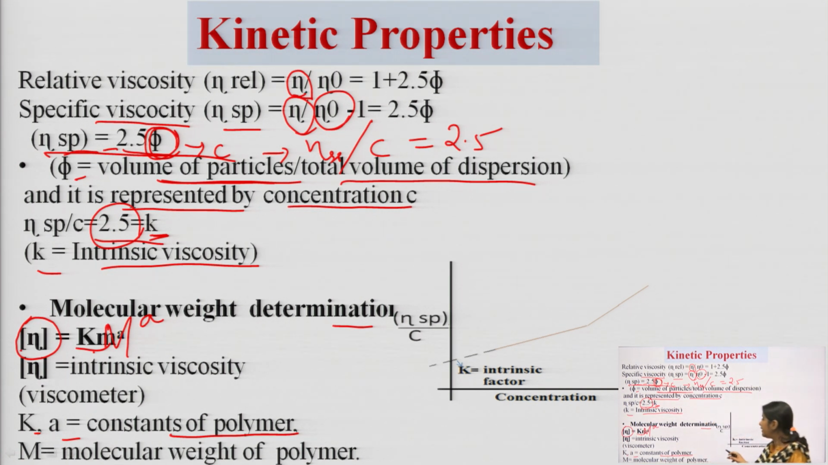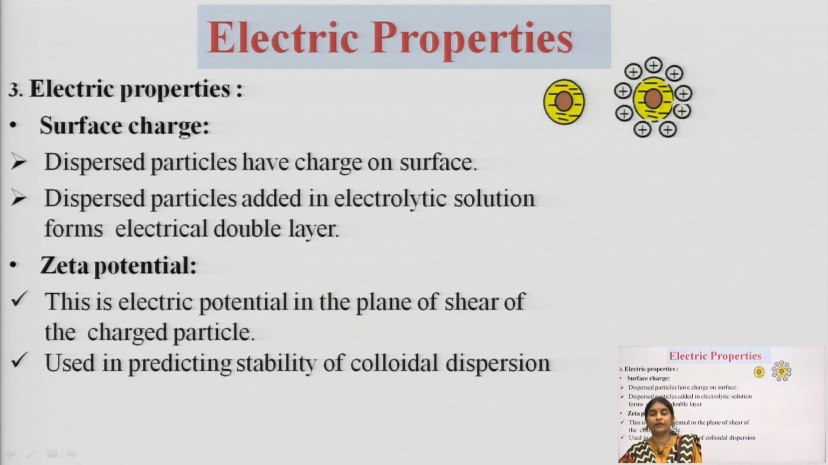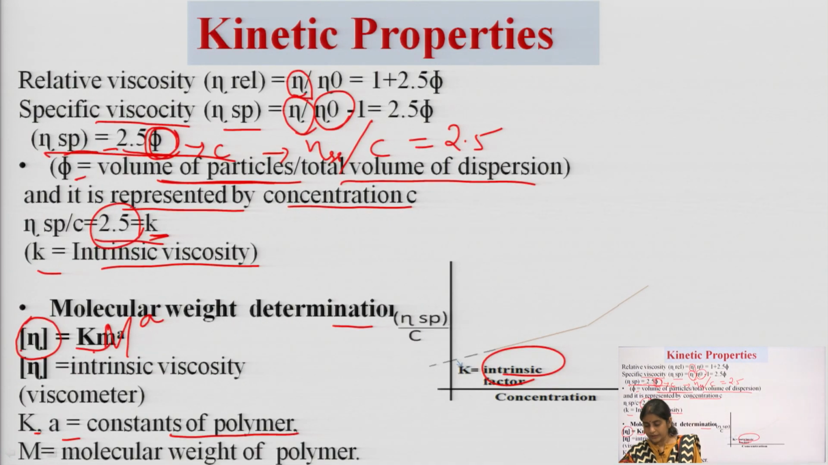And if we plot a graph between the specific viscosity divided by concentration versus concentration, then this K, that is the intrinsic viscosity, can be obtained, and this can be used to calculate the viscosity. And from this we can also find out the molecular weight.